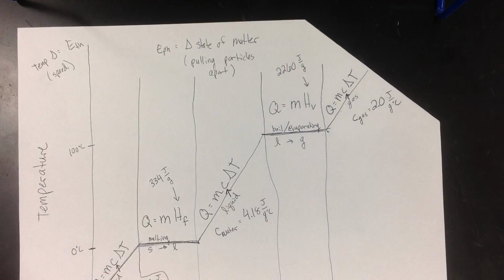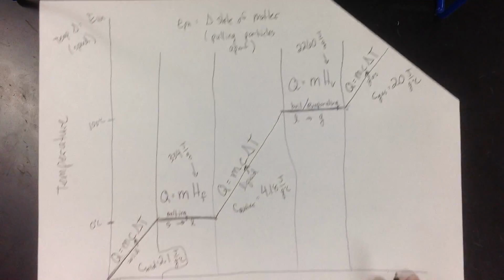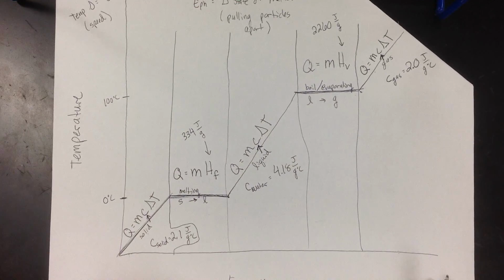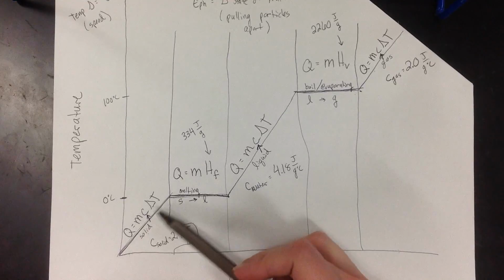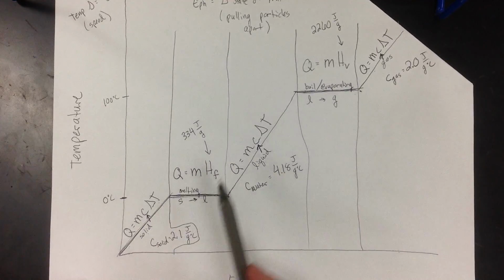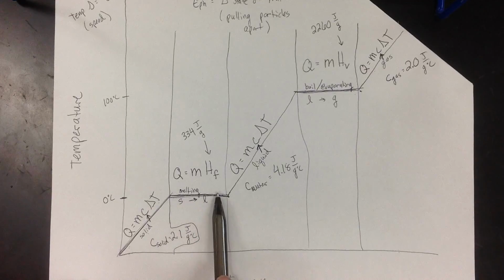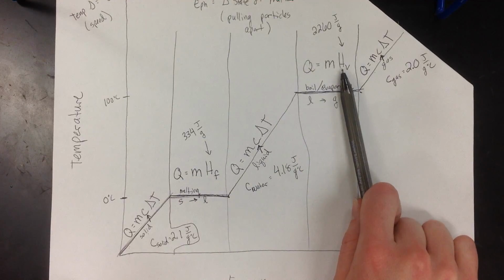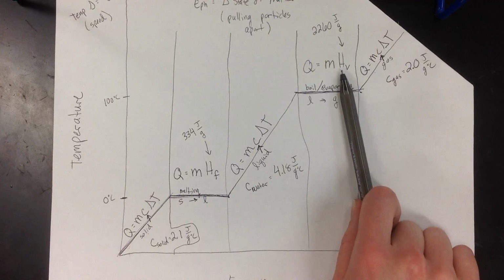Okay, so those are the equations and the constants and how they show up in our heating curve based on whether we're changing our temperature, so using the Q is equal to mc delta T, or whether we're changing our phase and pulling our particles apart. So our HF for when we're melting or freezing, and our HV for when we are condensing or evaporating.